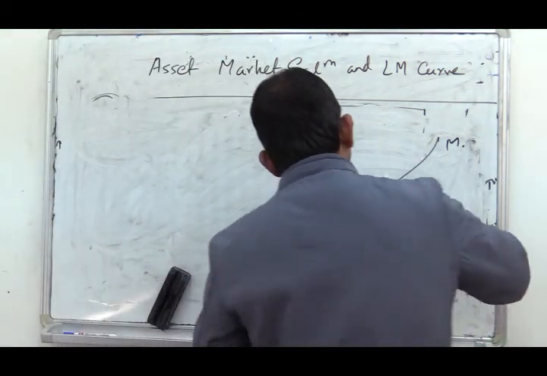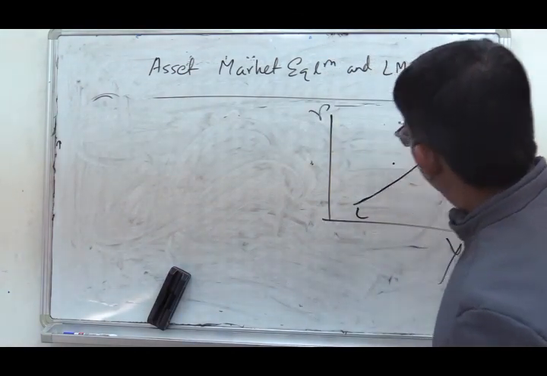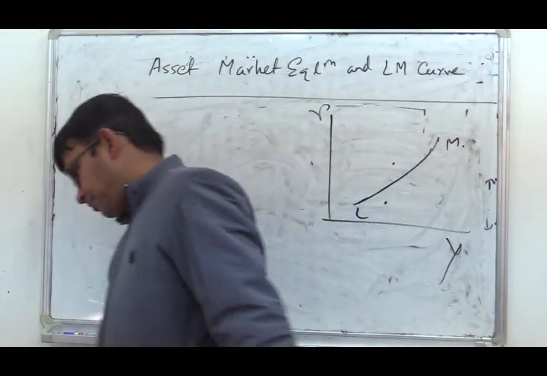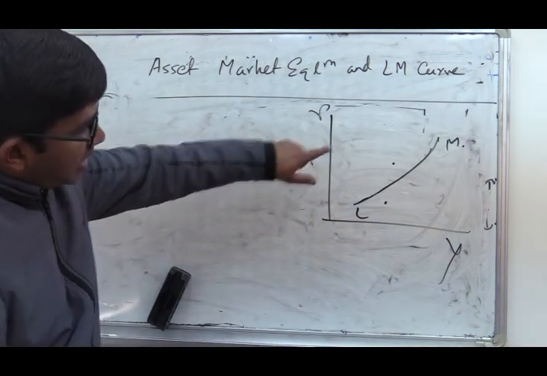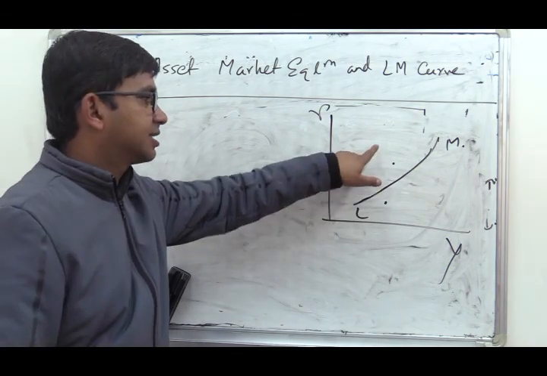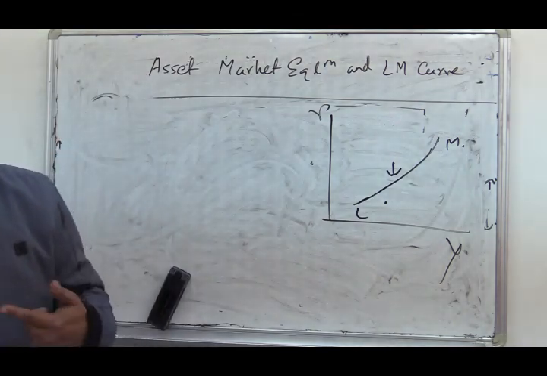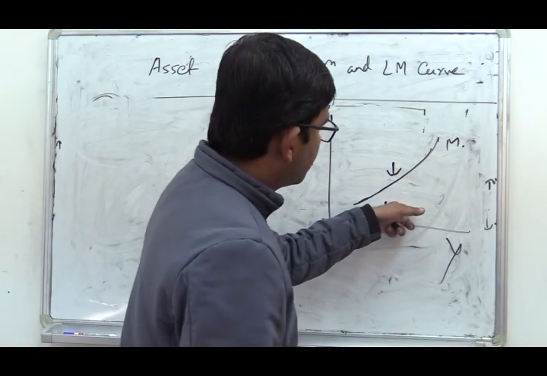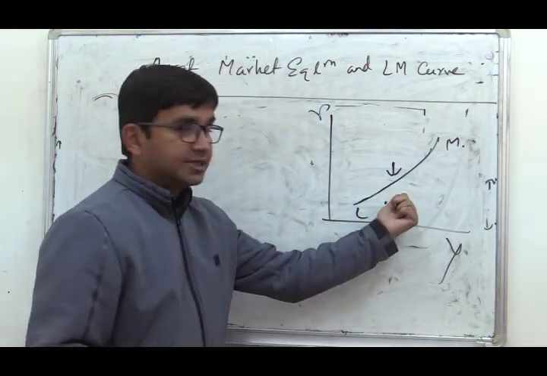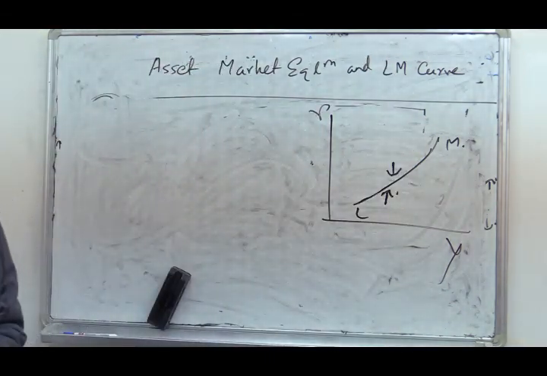Any point on this curve will indicate money market equilibrium. But if any point is above the LM curve, there is money market disequilibrium; below the LM curve, also money market disequilibrium. So what type of disequilibrium? Above the LM curve we can say there is excess supply of money, so the rate of interest must fall to restore the equilibrium. Similarly, below the LM curve, this is an excess demand situation, so the rate of interest has to rise to restore the equilibrium.